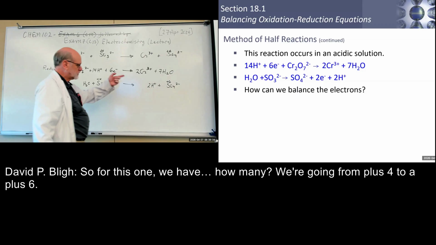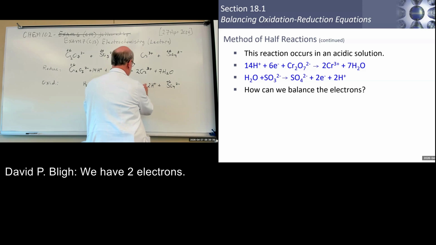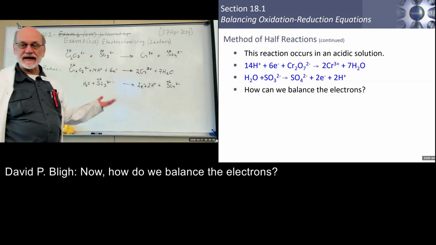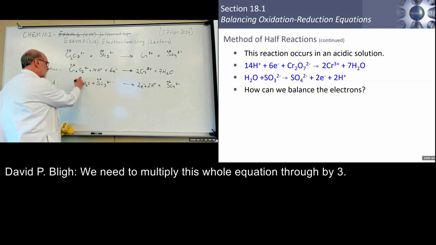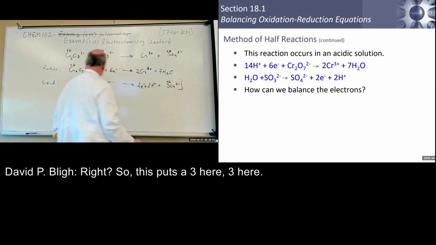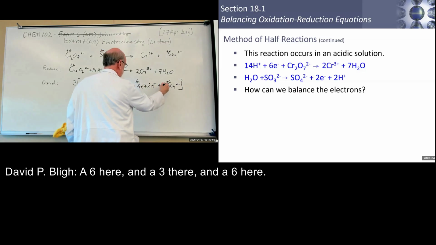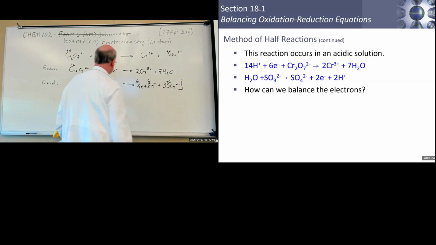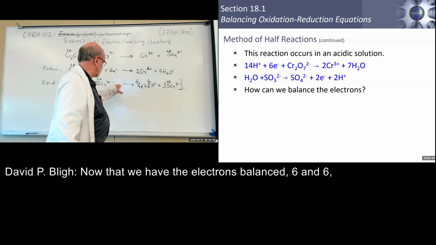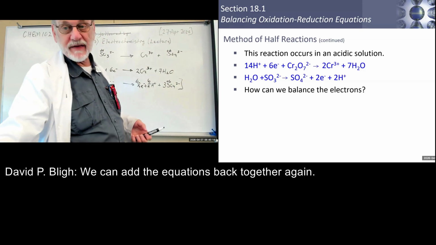Right? So for this one, we have how many? We're going from +4 to a +6. We have, wrong side, we have 2 electrons there. Okay? Now, how do we balance the electrons? We need to multiply this whole equation through by 3. 3 times 2 is 6. Right? So this puts a 3 here, a 6 here, and a 3 there, and a 6 here. Okay? Now that we have the electrons balanced, 6 and 6, we can add the equations back together again.